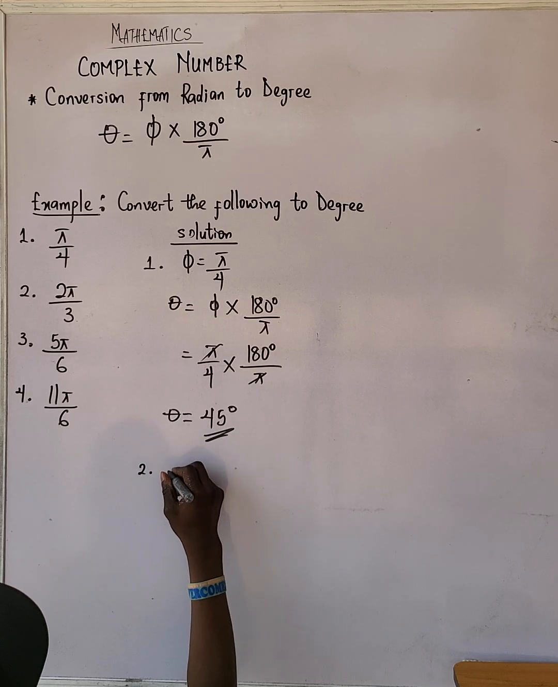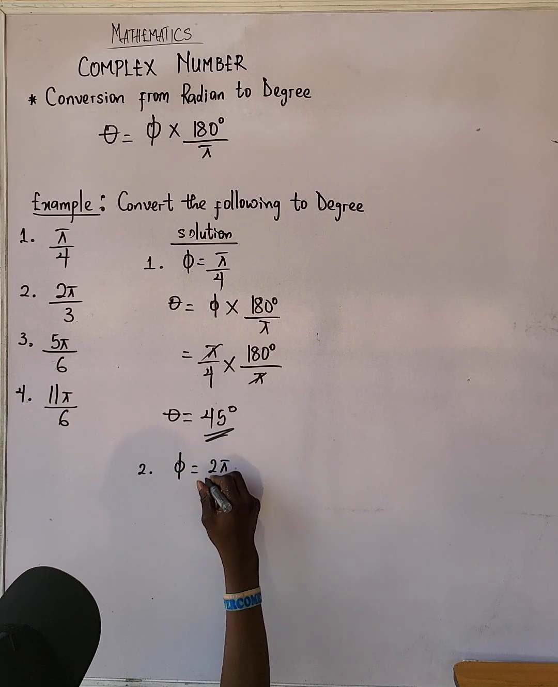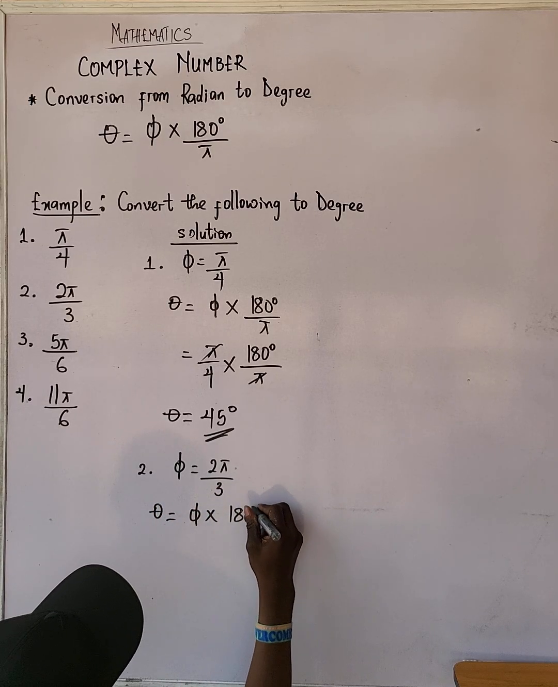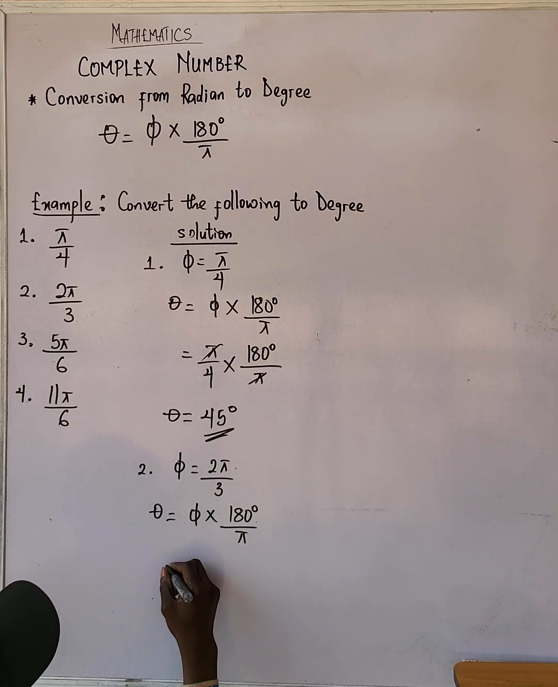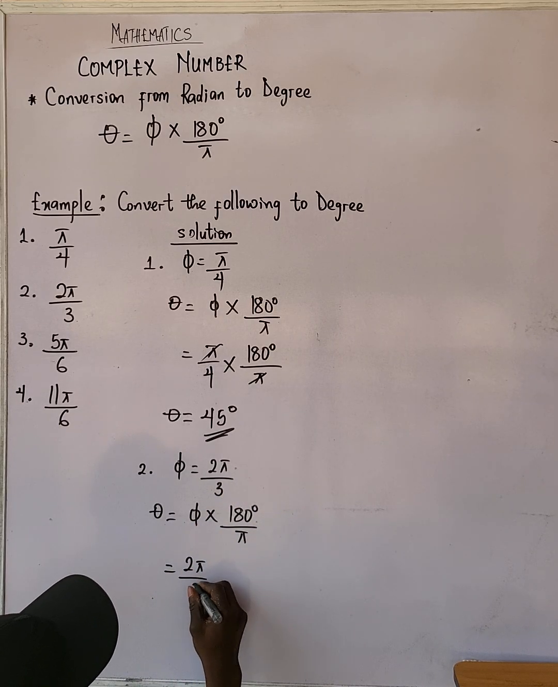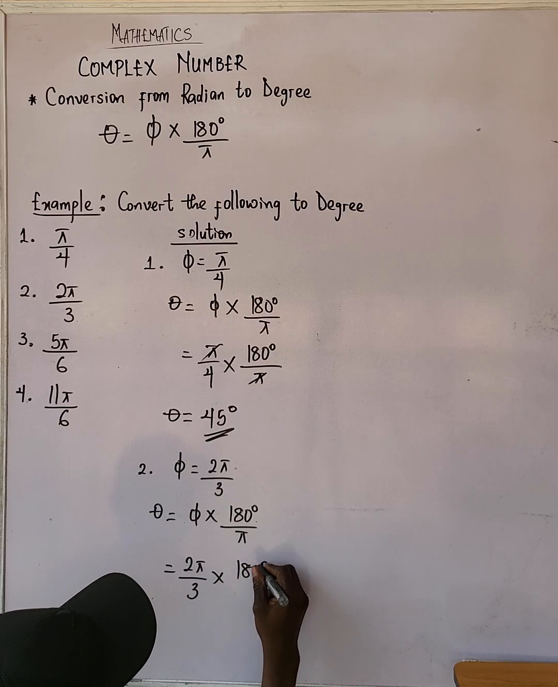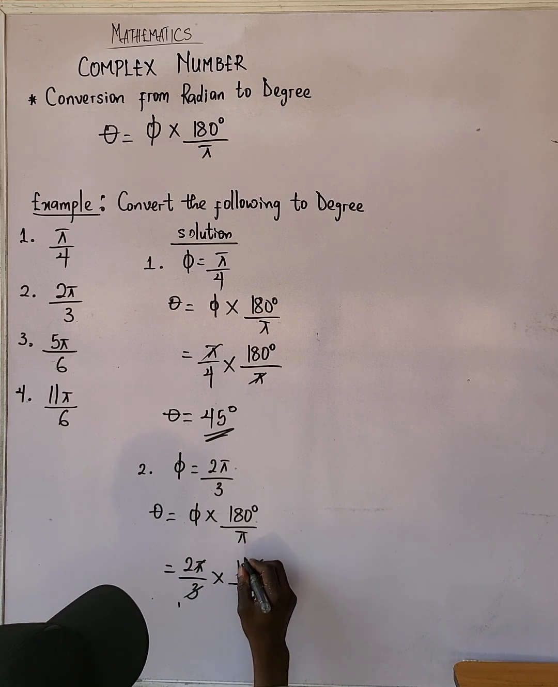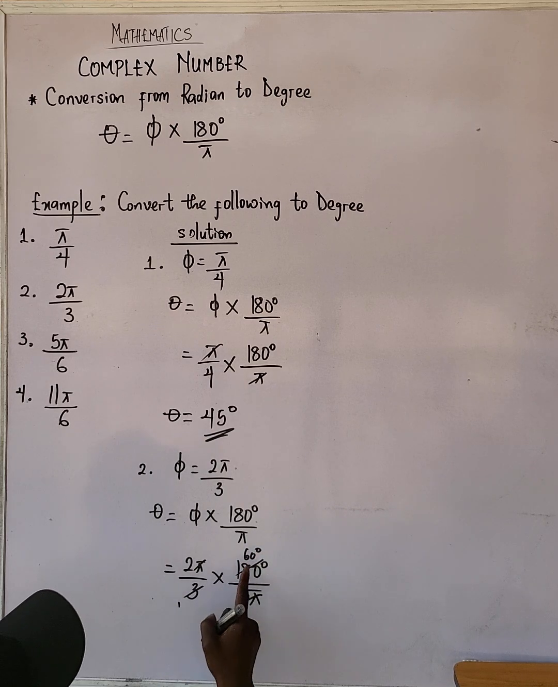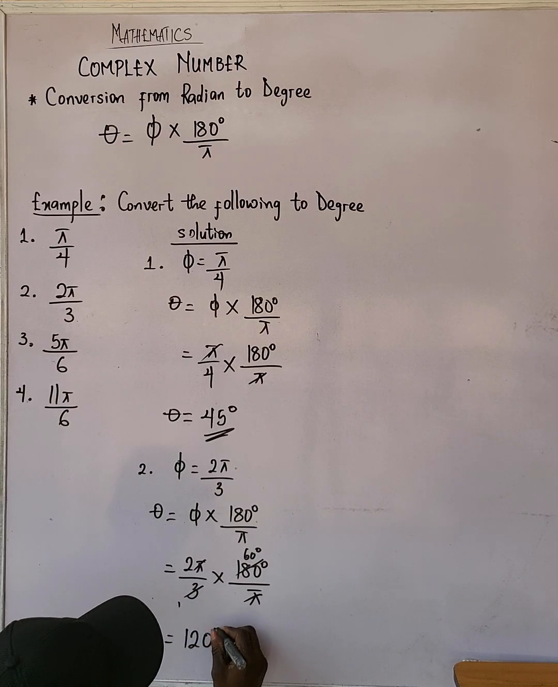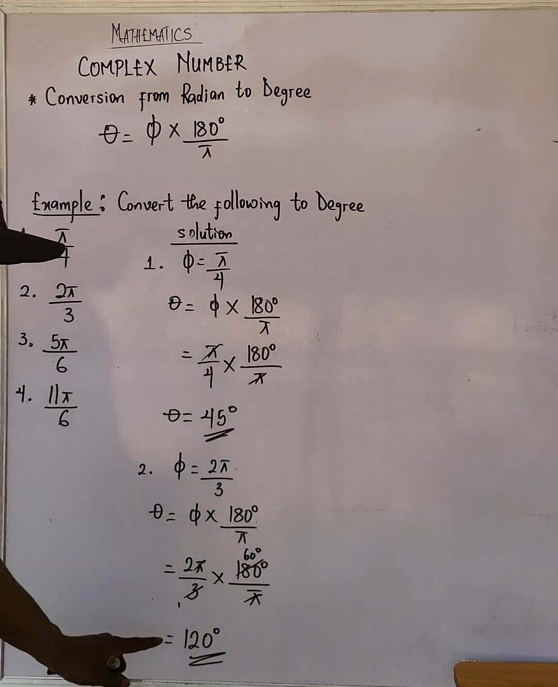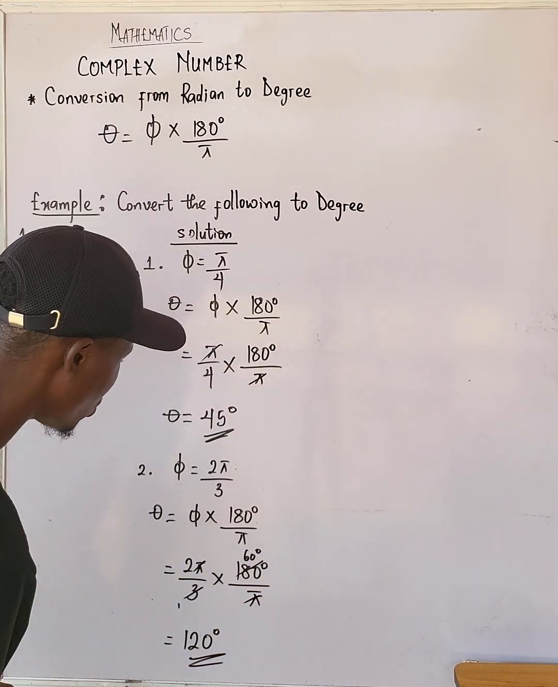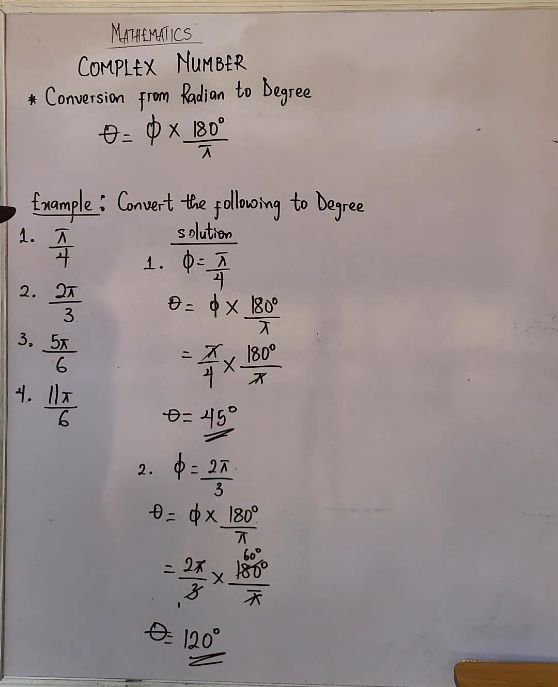Question 2 says we're given our radian as 2 pi over 3. So what is the formula to get your theta? That's radian multiplied by 180 degree over pi. You know that's the formula. So our radian is 2 pi over 3, multiplied by 180 degree over pi. Pi cancels pi. So 3 into 180 will give us 60 degree. 2 times 60 degree will give us 120 degree. And that's how you get that. Do you understand? 3 into 180 is 60 degree. 2 times 60 degree gives 120 degree. And that's how you get your theta in form of degree.